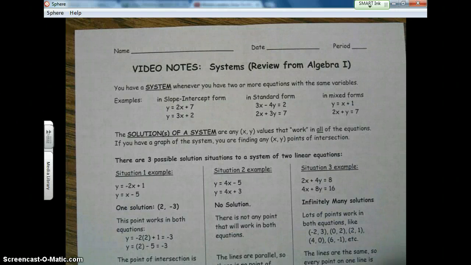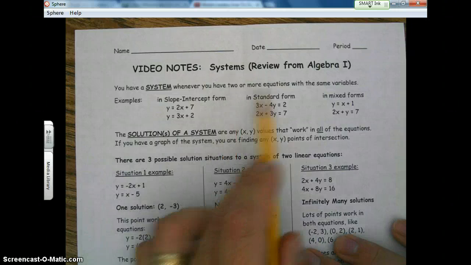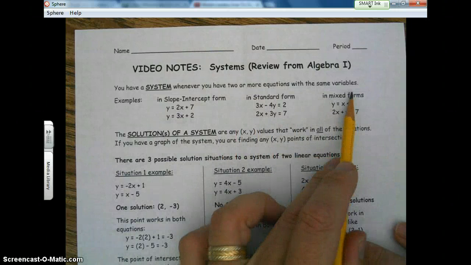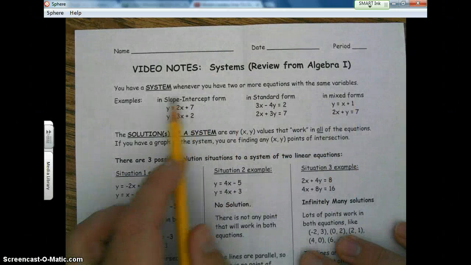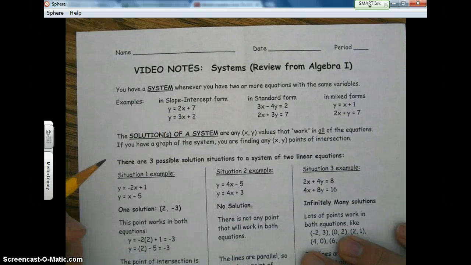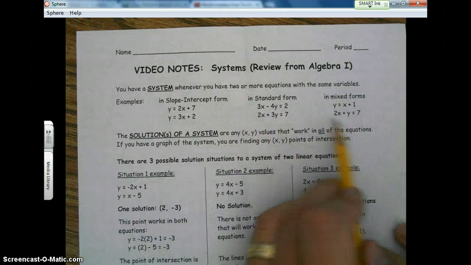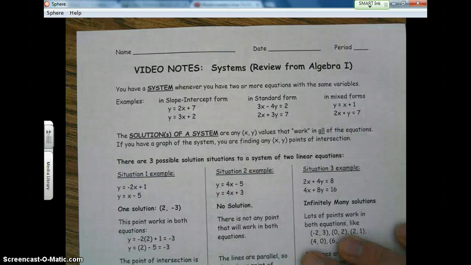Systems, a review from Algebra 1. You have a system whenever you have two or more equations with the same variables. For example, here's two equations. They both have a y, they both have an x. Here's a system, x, y. Here's a system, y's and x's. More than one equation, same variables.